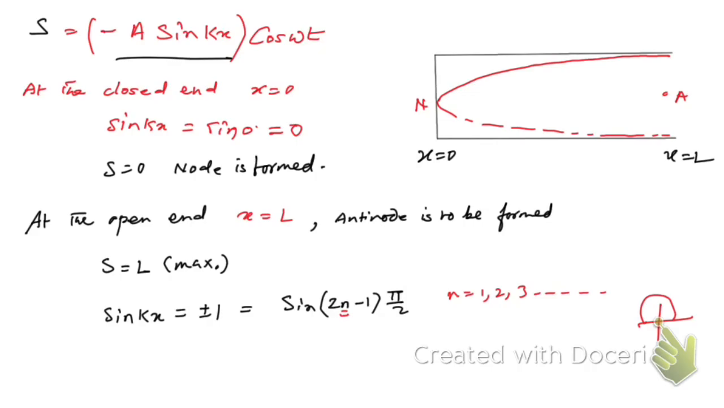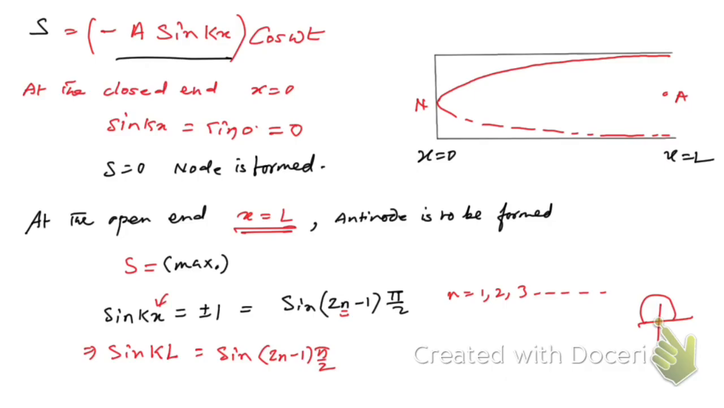And here you see, sorry, this is not s is equal to L. This s must have the maximum value. Here x is equal to L, so put the value of x. So sine KL is equal to sine of twice n minus 1 into pi by 2, right? Hope you have understood this.